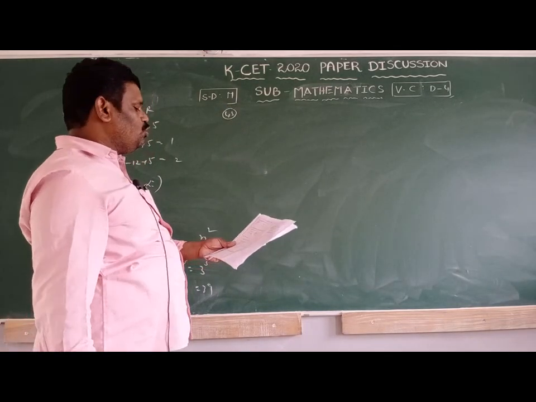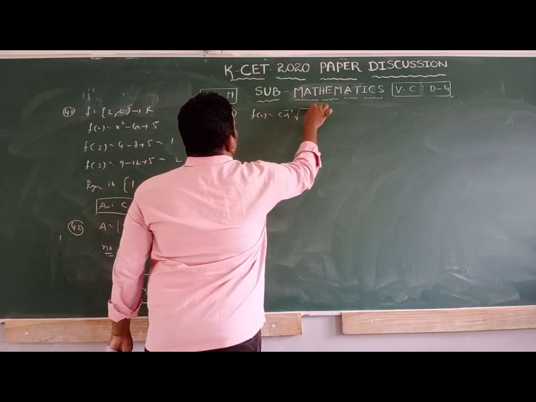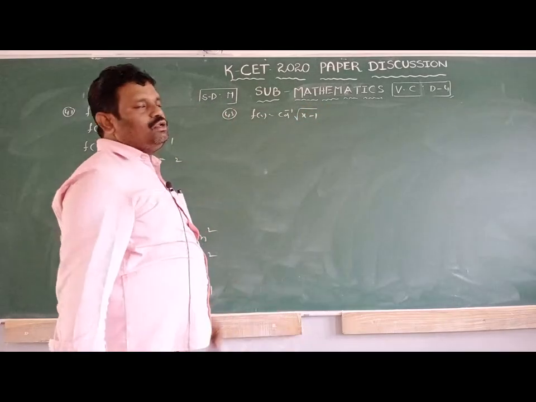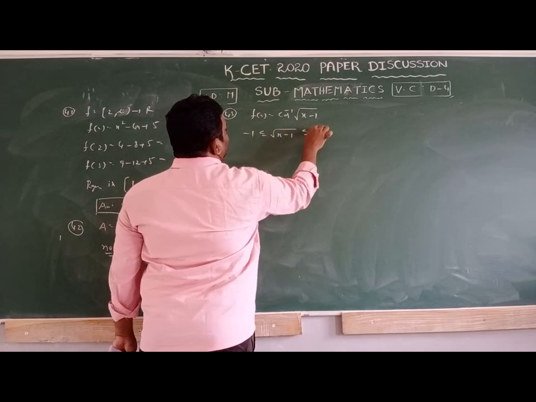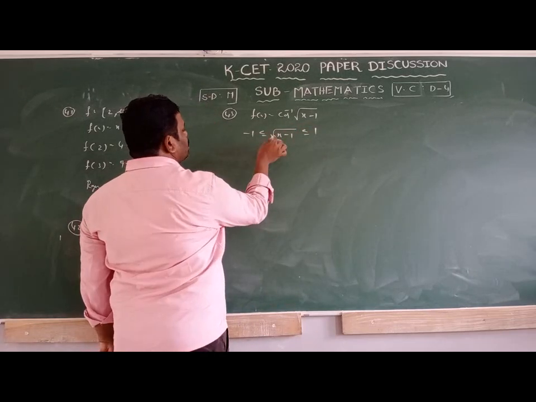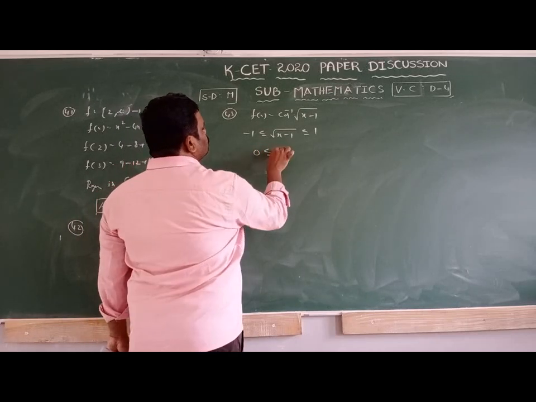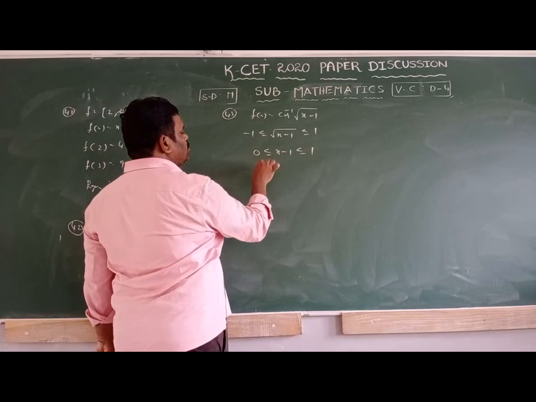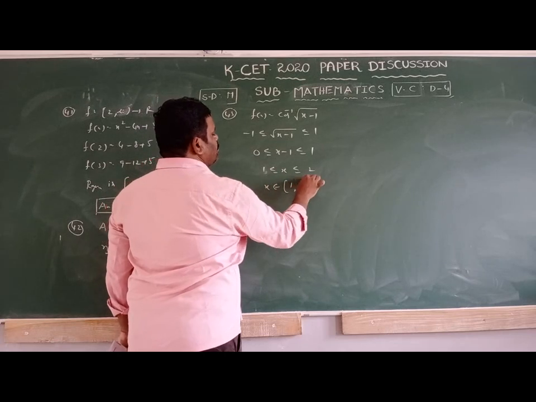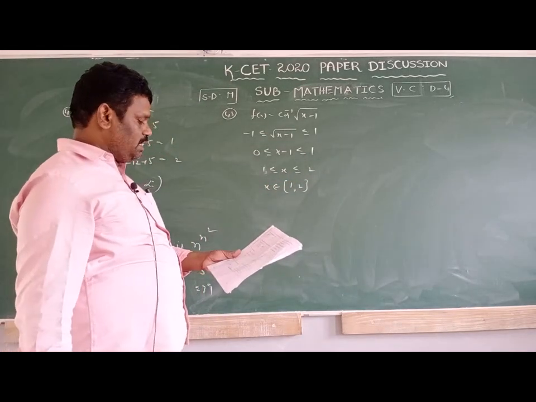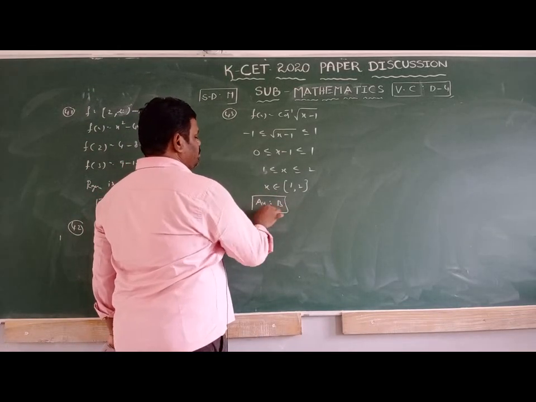Then 43. What is given is the domain of the function, f of x is equal to cos inverse of root of x minus 1. So cos inverse value lies between these limits, so root of x minus 1 is less than or equal to plus 1. Then squaring on both sides eliminates the root, so x minus 1 is less than or equal to 1. If you add 1 on both sides, x belongs to the closed interval [1, 2]. So answer B is correct.